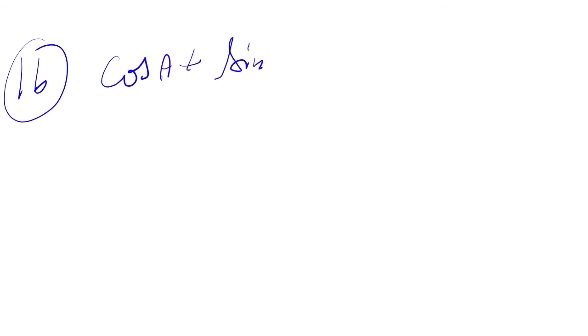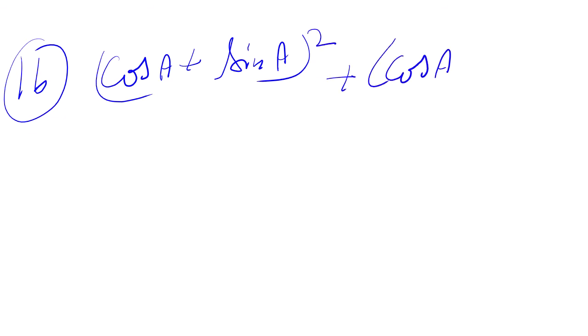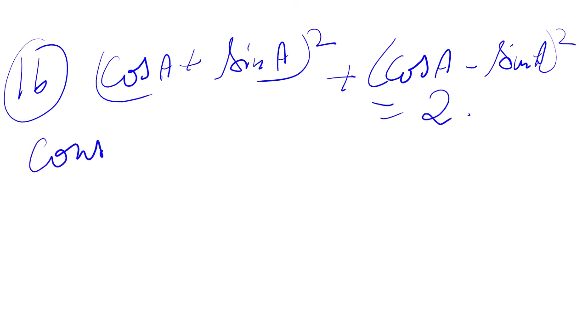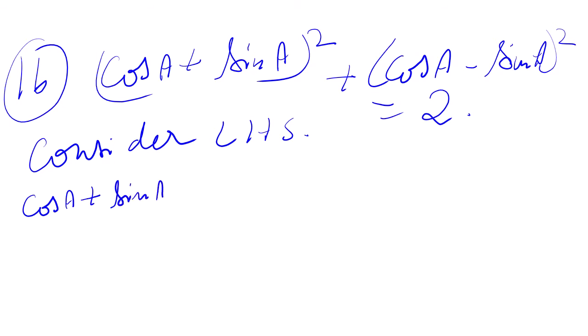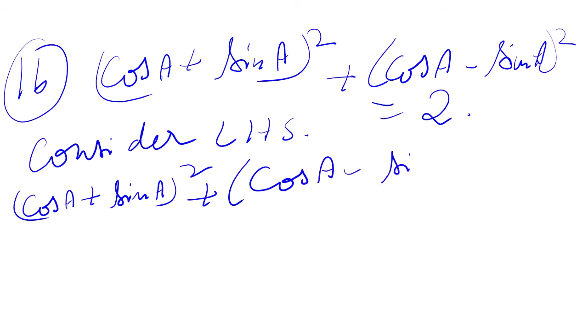Now 16. Cos A plus sin A whole square plus cos A minus sin A whole square is equal to 2. So again consider LHS. Cos A plus sin A whole square plus cos A minus sin A whole square.